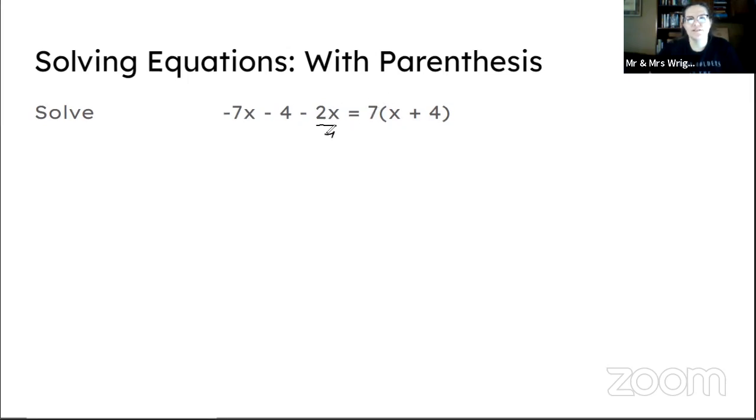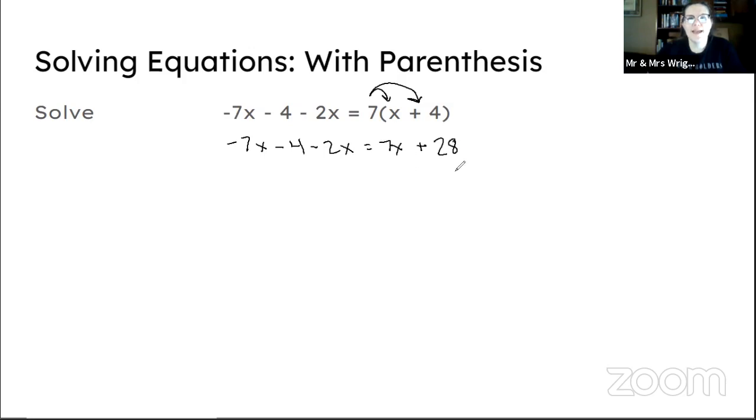you can't just choose one and say, okay, I'm going to divide by 7. When you divide by 7, you have to divide every single term by 7. And this one would cancel out. And right here we'd still have a negative x, but these other ones would be fractions. And fractions are a little harder for me to work with, so I'm going to choose to distribute this instead of dividing first. So what I'm going to end up with is negative 7x minus 4 minus 2x equals 7x plus 7 times 4 is 28.